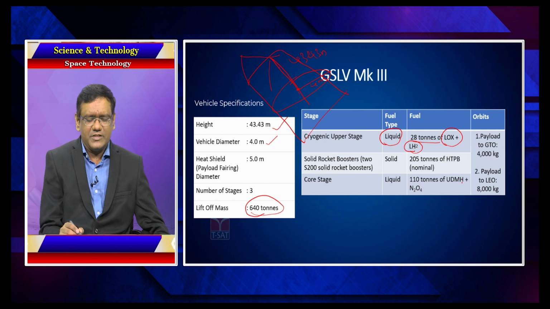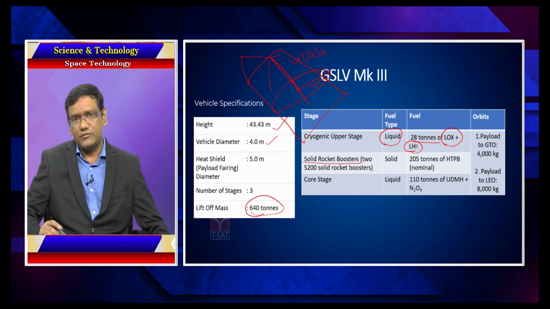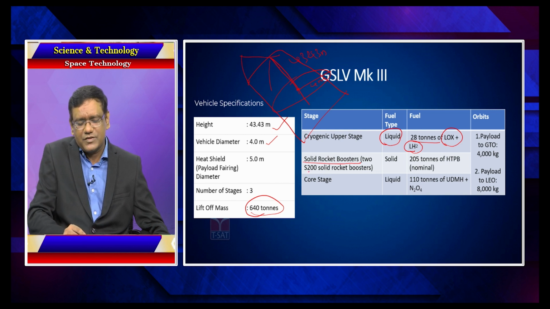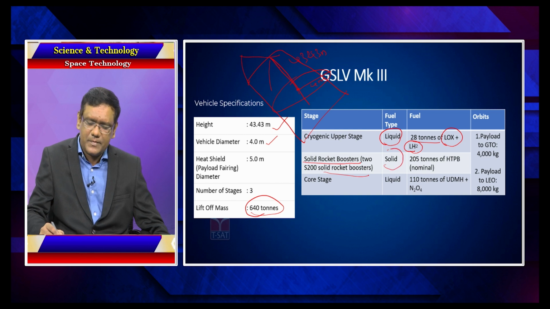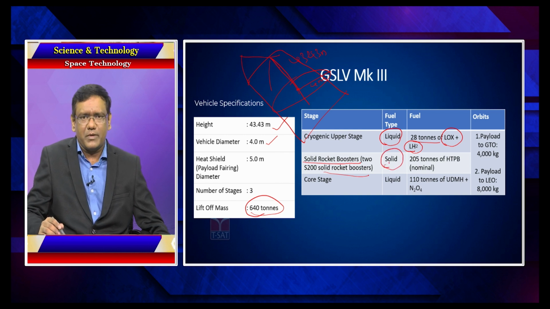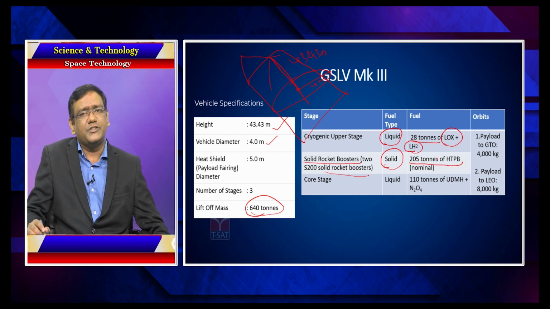And the next stage, that is the second stage, is the solid rocket boosters. We have 2 boosters, which are S200 solid rocket boosters. This actually uses solid propellants. So what is the solid propellant? This is HTPB, and it uses 205 tons of HTPB.